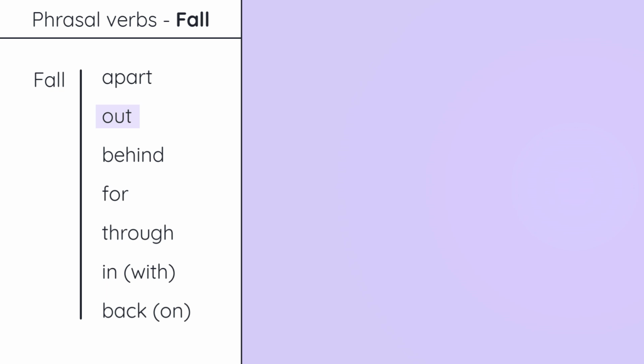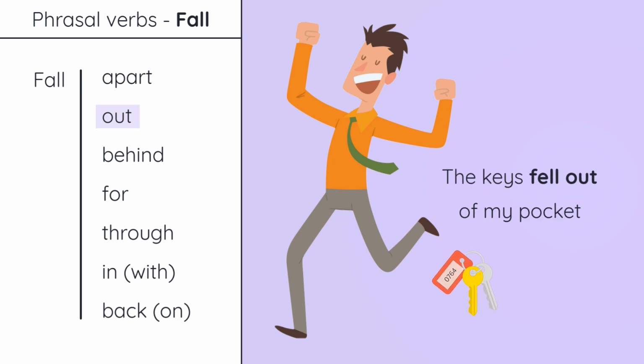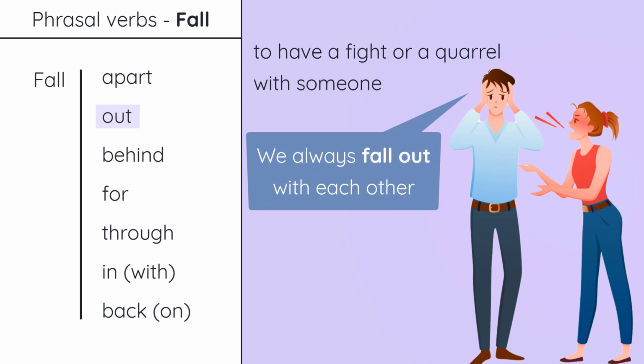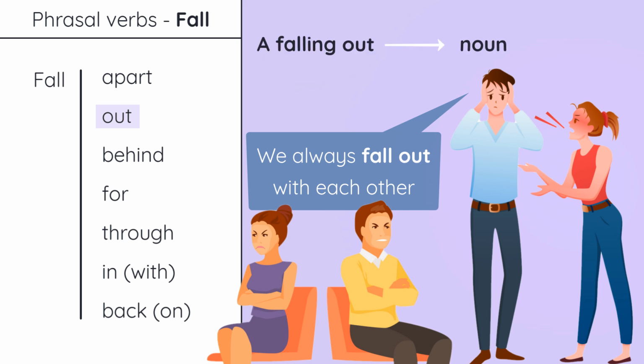Okay, fall out. So I'm walking down the street. I'm happy. I'm bouncing around. Something falls out of my pocket. Basically, it comes out and falls to the ground. That's a very basic term. Fall out. Another meaning for fall out is when you have a fight or a quarrel with someone. You talk about something, you get into a disagreement, you fight, and then you don't speak to each other anymore. So basically, you had a falling out. If you want the noun of it, a falling out, a fight.